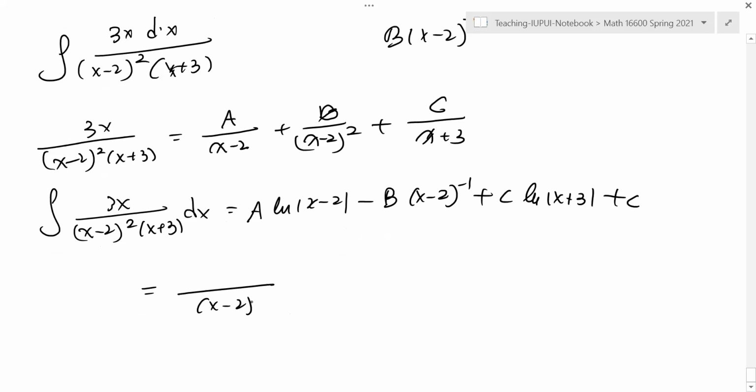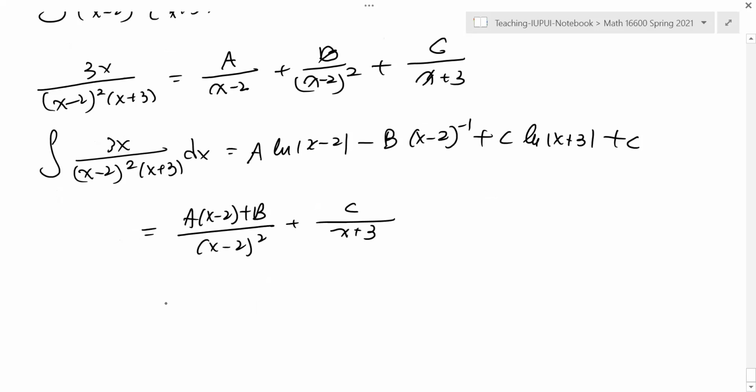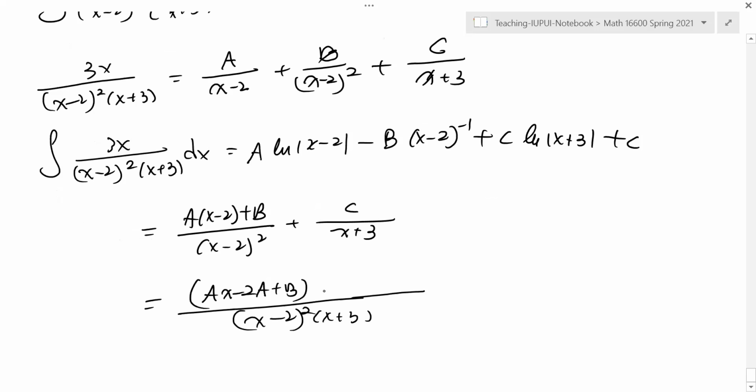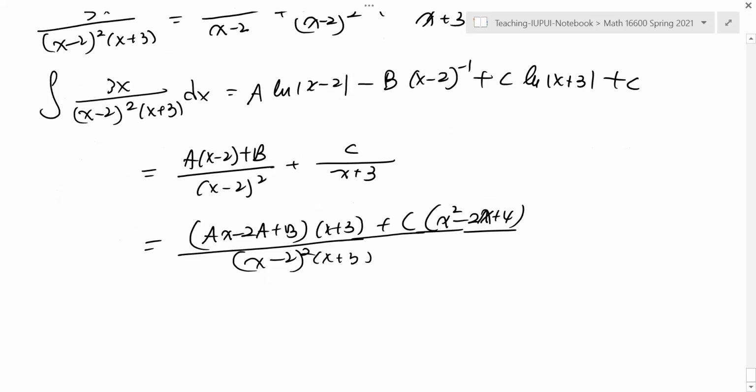So first of all, (x − 2)² (a(x − 2) + b), and this is c, (x + 3). Then it's getting complicated, okay? So (x − 2)²(x + 3), and this will be (ax − 2a + b)(x + 3) plus c, and here's (x² − 2x + 4). So let's try to multiply this out.